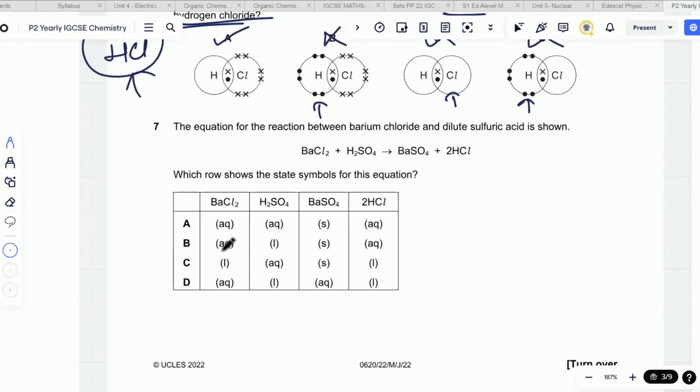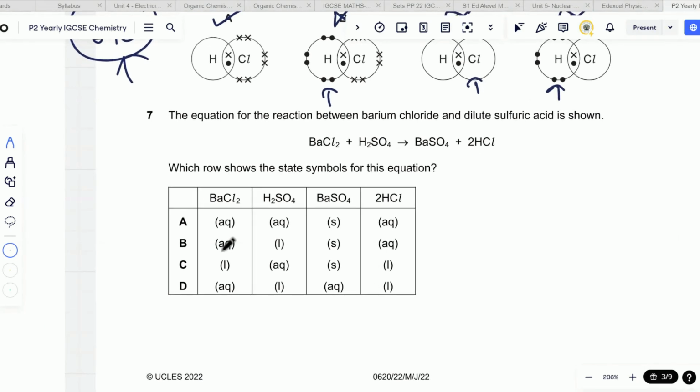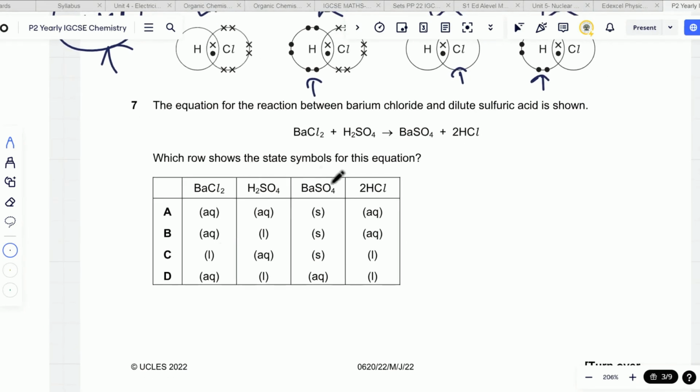The equation for the reaction between barium chloride and dilute sulfuric acid is shown. Which row shows the state symbols for this equation? Okay, did you solve this one? All right, how would we do this one? We know this is what, an acid. It's going to be aqueous. Very good. So where is aqueous written? A and C. That means I simply cancel out B and D.